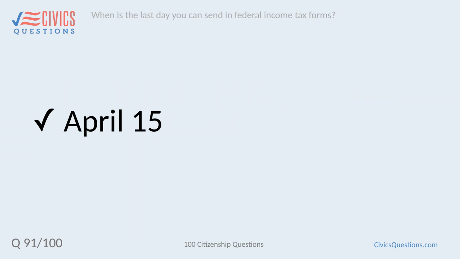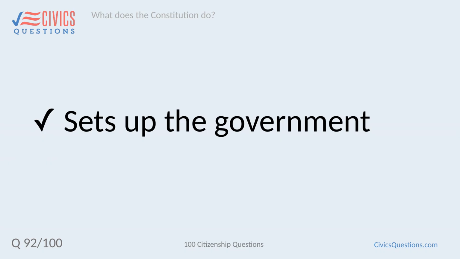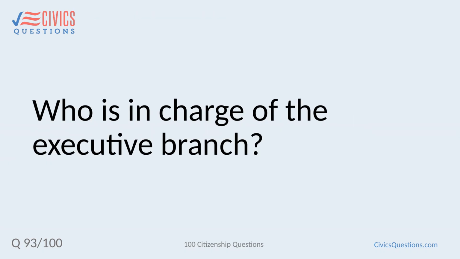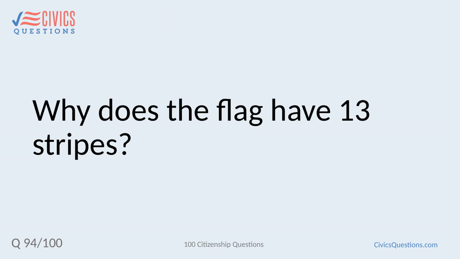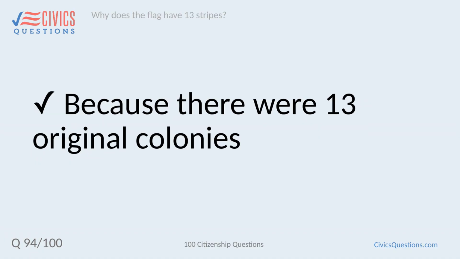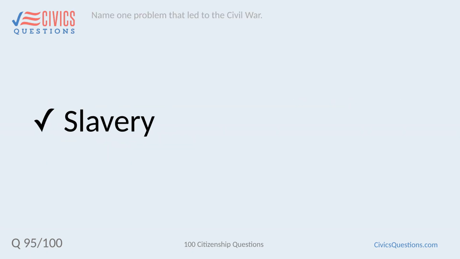April 15th. What does the Constitution do? Sets up the government. Who is in charge of the executive branch? The President. Why does the flag have 13 stripes? Because there were 13 original colonies. Name one problem that led to the Civil War. Slavery.